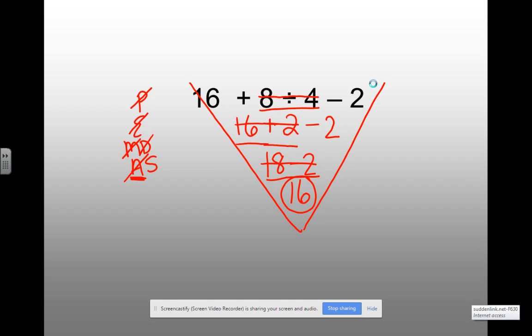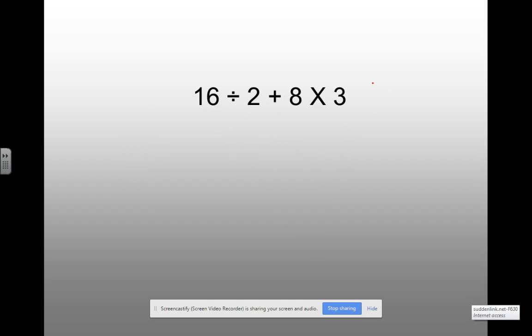Okay, in my next example, I am going to write my checklist, PEMDAS every time. And I don't have parentheses, yay. I don't have exponents, yay. I do have multiplication and division.